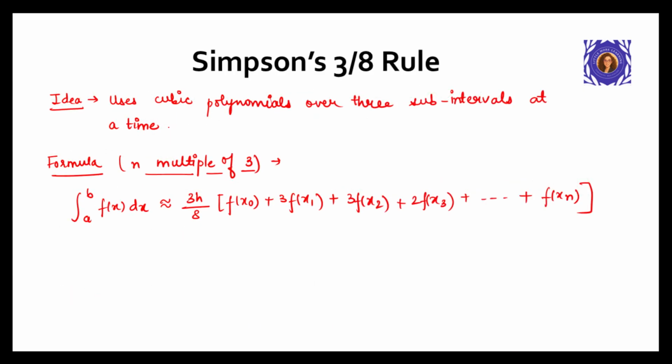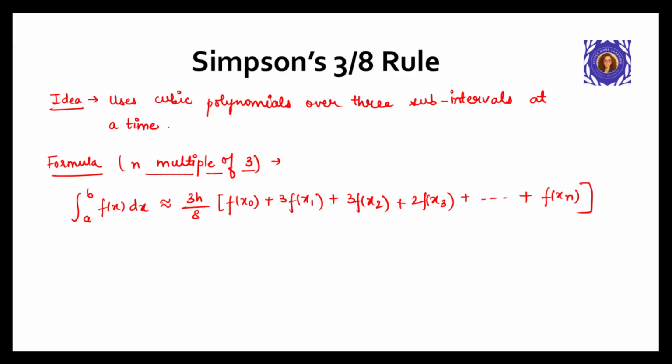Now there's a variation, the Simpson's 3 by 8 rule. It's another Newton-Cotes formula, but instead of an even number of intervals, it works with a set of 3 subintervals. So n must be a multiple of 3. Here's the formula. Integration a to b f(x) dx nearly equals 3h by 8 [f(x0) plus 3f(x1) plus 3f(x2) plus 2f(x3), and this goes on to the term f(xn)].